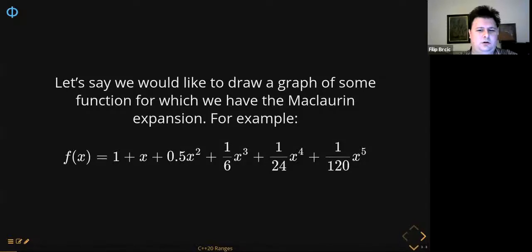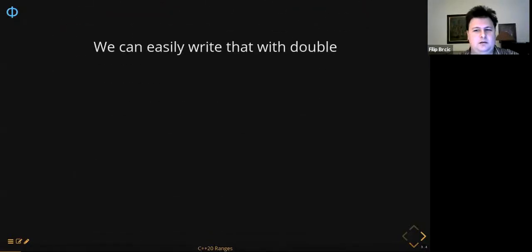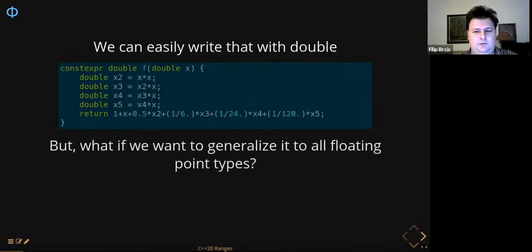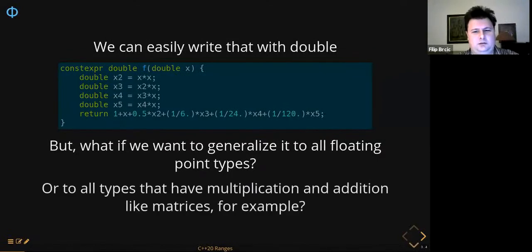For example, we want to draw a function. This is actually an exponent with probably fewer parameters than it should have to be exact, but never mind. This is a Maclaurin expansion of the exponent function, and we would like to, I don't know, draw a graph or something to evaluate that function. It's usually written in a double. Okay, no problem there. But what if I want to have differing precisions? I want it in float because that's faster to evaluate, or in long double because that's more precise, or I want to calculate the exponent of, I don't know, complex numbers, matrices, or whatever I think of.